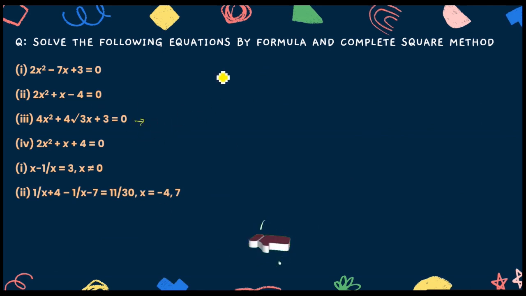Okay, let's take the third one. If you observe the third one, 4x squared plus 4 root 3 x plus 3 equal to 0. This is already in a completed square form. No need to divide all that, no need to do all that. So very simple it is.